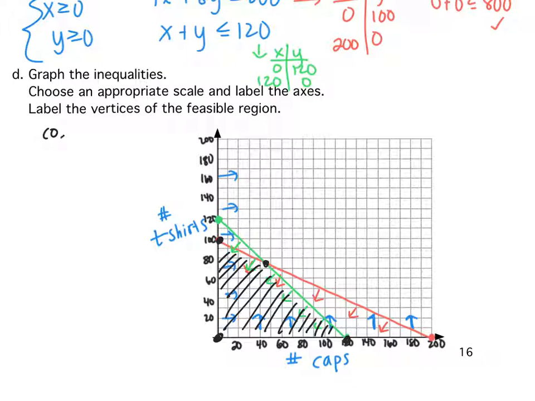Okay, so let's list them. We have 0, 0. We have 120, 0. We have 0, 100. And then this point here, I can't tell on my graph. Can you tell on your graph what it is?